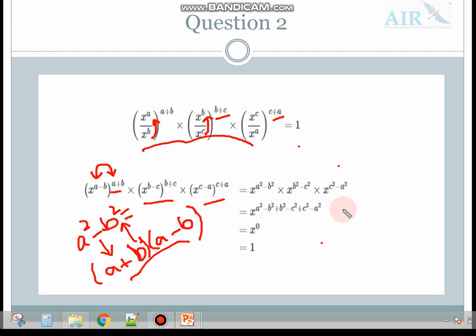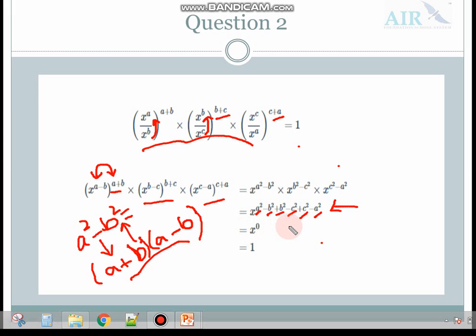Now in this step, what do you think is done? I hope there is no confusion. The bases are the same, x, x, x. The bases are getting multiplied with each other, so the powers will get added. So it would be x power a square minus b square plus b square minus c square plus c square minus a square. And what will it become? Your negative a square will be cancelled with positive a square, your minus b square will be cancelled with positive b square, and your minus c square will be cancelled with c square. So it will become x power 0.